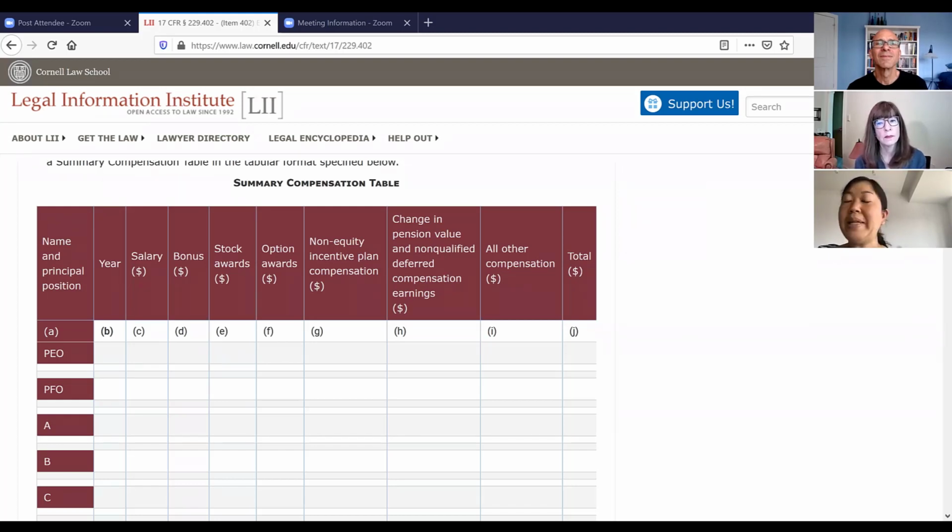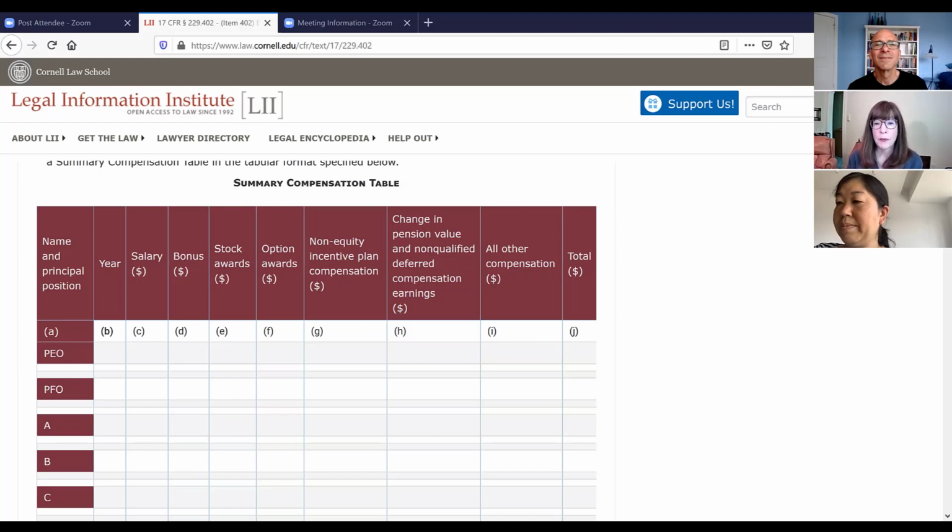Stock awards are basically what we think of as full value awards. These are your restricted stock awards, your RSUs. It doesn't matter if it's time-based or performance-based. Anything that's of a full share nature gets reported in the stock awards column. You contrast that with option awards, where the SEC says if you have an award that has an option-like feature, meaning that the value of the award is based on the appreciation of your stock price, that gets reported in the option awards column.